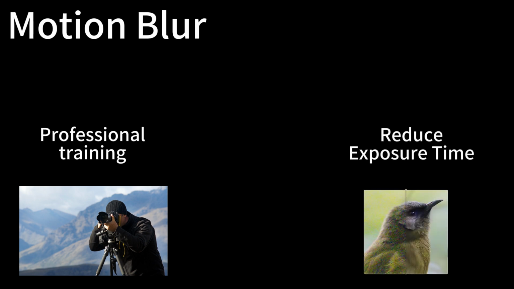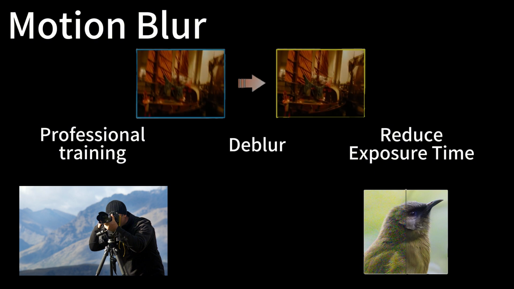Three major ways are used to alleviate this phenomenon. Professional training to control the exposure time is always welcome, but this is impractical for most users. We can also reduce exposure time, but this brings more noise and low-quality photos. In practice, people focus more on deblurring techniques, especially deblurring faces.